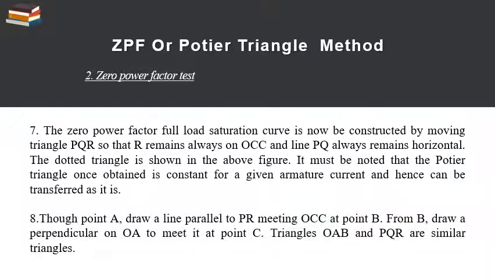Next, through point A, draw a line parallel to PR meeting OCC at point B. From B, draw a perpendicular on OA to meet it at point C. The triangles OAB and PQR are similar triangles.